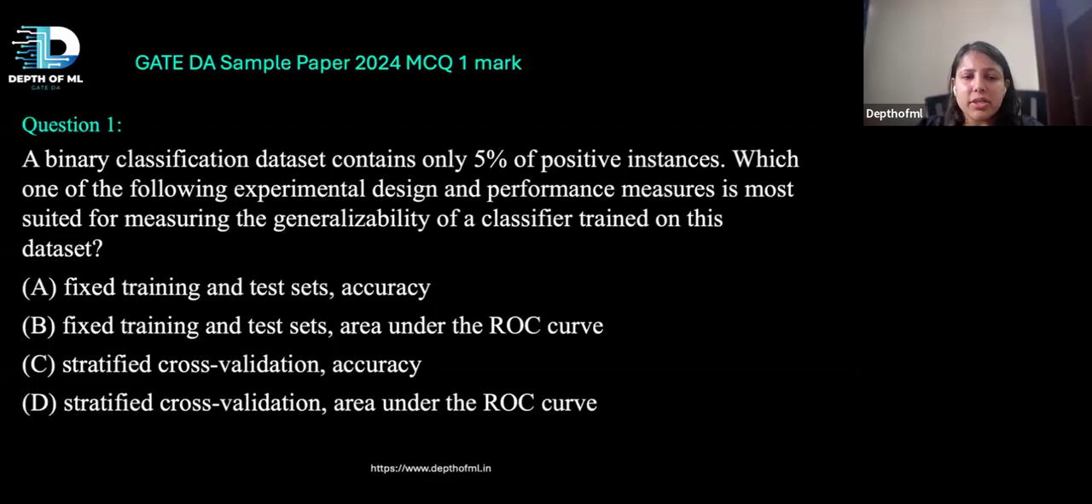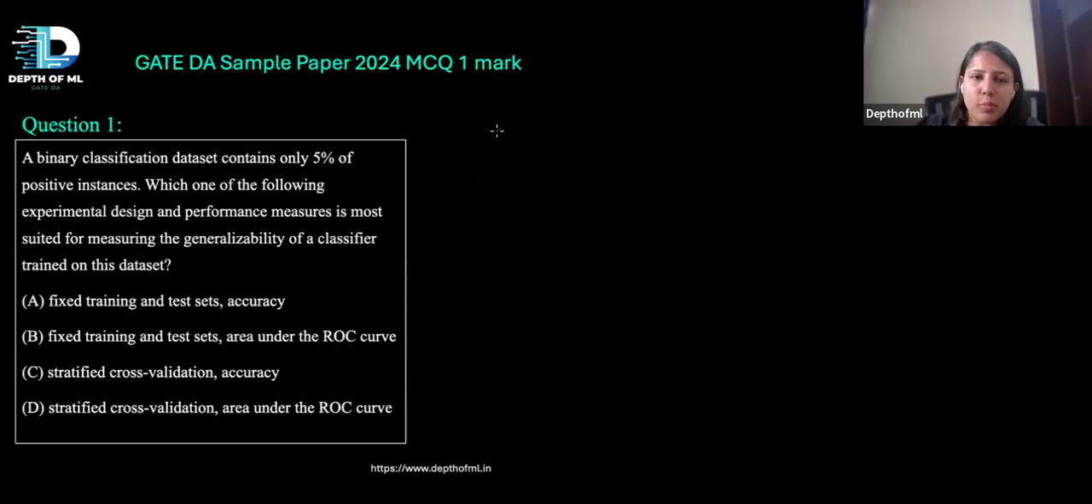They're saying fixed training and test set with accuracy. Fixed training and test set with area under the ROC curve, AUC ROC curve basically. Then they are saying stratified cross validation and accuracy, and stratified cross validation and area under the ROC curve. So there are two choices in both the experimental design and the performance measure. Okay, so let's talk about the experimental design first.